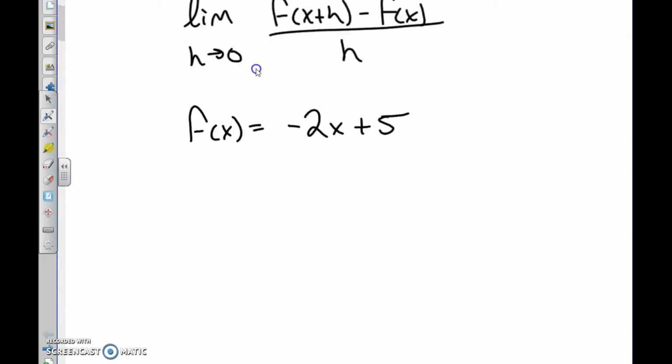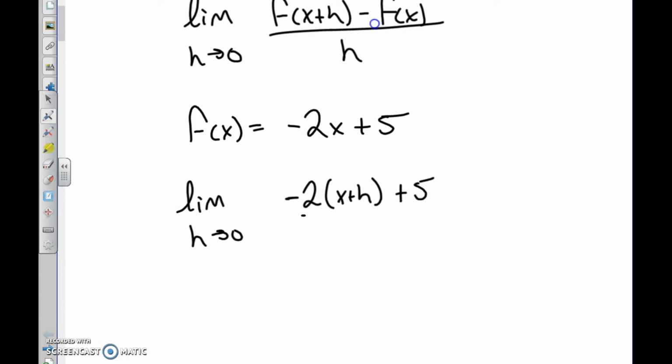But if it asks you to use the difference quotient or the definition of the derivative, we're going to have to use this equation here. So we have the limit as h approaches 0, and using the difference quotient, we take that x plus h and plug it in anywhere there's an x in this function f of x. So we will have negative 2, and inside the parentheses, since there was an x, we put in x plus h, and then plus 5. So that's the first part, equal to what this equation is saying there.